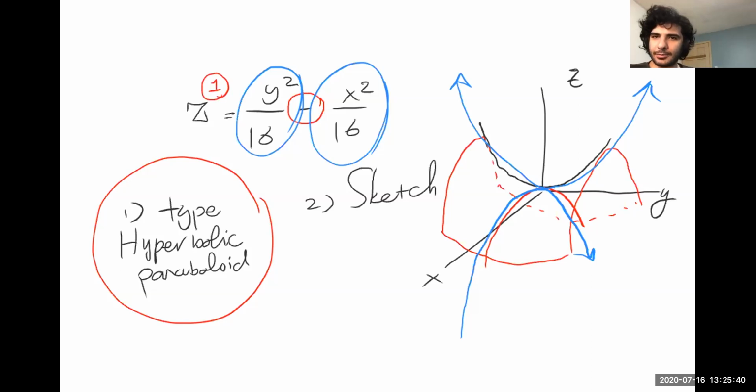Where to draw the parabola? On which axis? The parabola is on the YZ plane. If you look at x equals 0, you have the YZ plane, right? There x is 0, so you have z equals y squared over 16 here. So that's on the YZ plane, the positive parabola. The negative one is on the XZ plane. Okay. Any more questions?